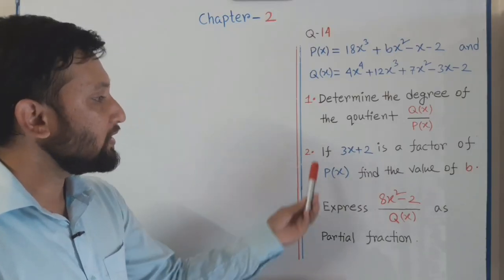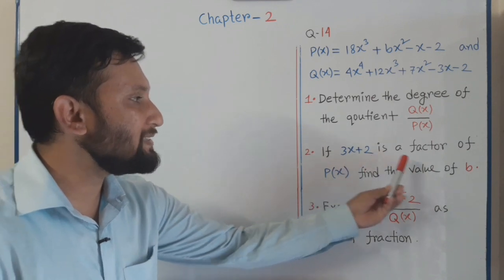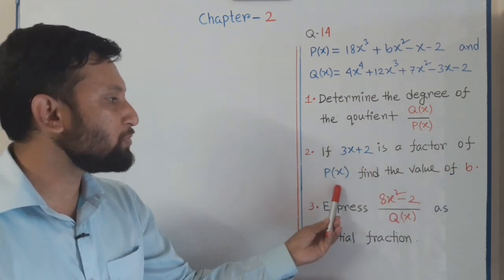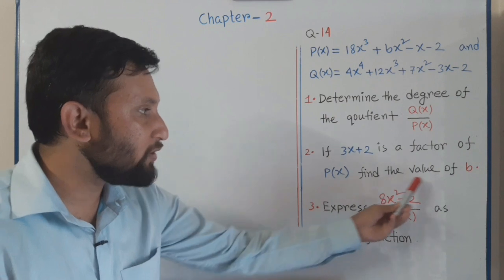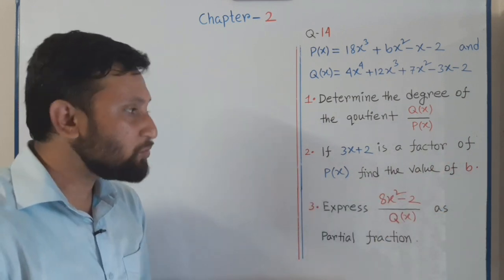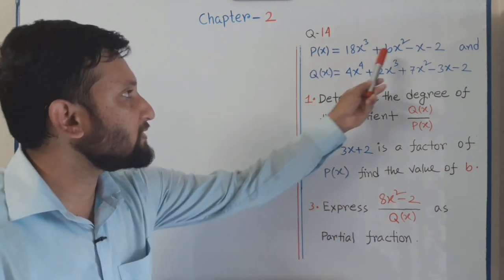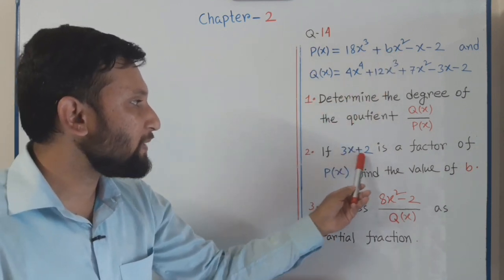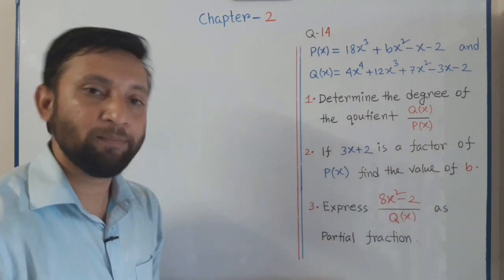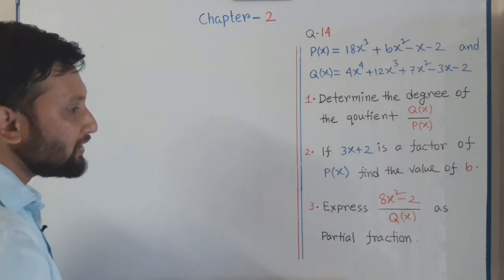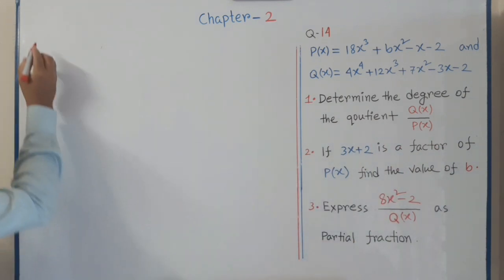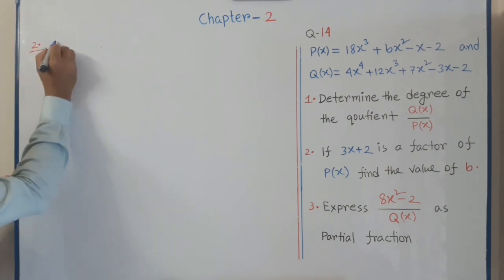The question is, if 3x plus 2 is a factor of polynomial p of x, then find the value of b. That means we have to identify the value of b from the polynomial p of x, where 3x plus 2 is a factor of this polynomial. So at first write down the given polynomial p of x.